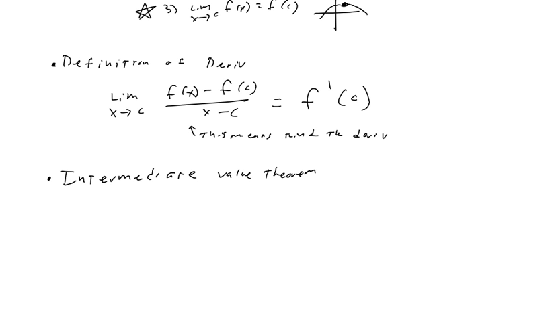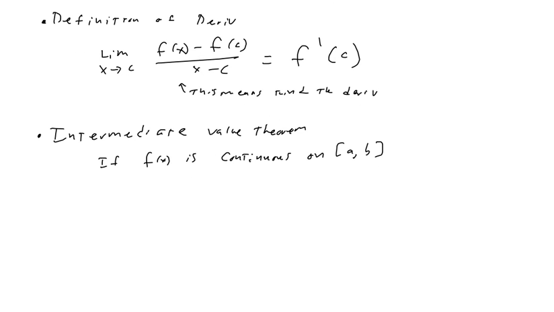So the intermediate value theorem is another thing that limits allow us to find. The intermediate value theorem says if f of x is continuous on some interval a to b, then it takes on every value between f of a and f of b.